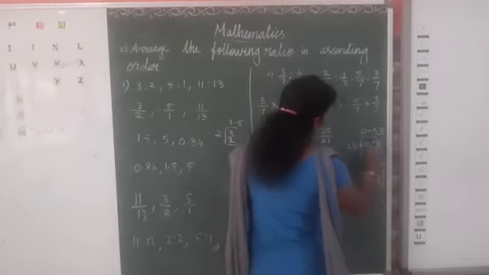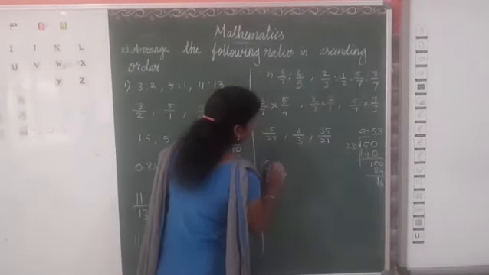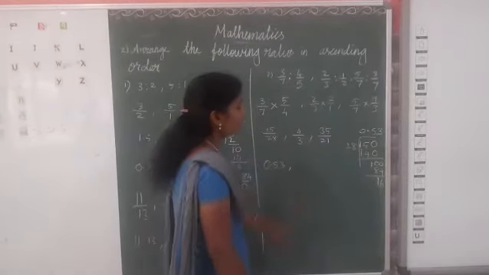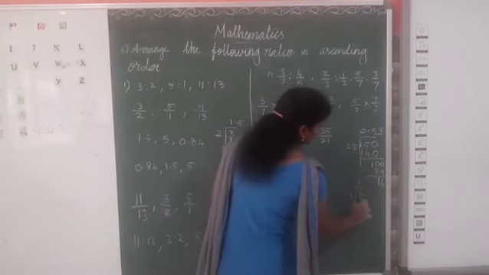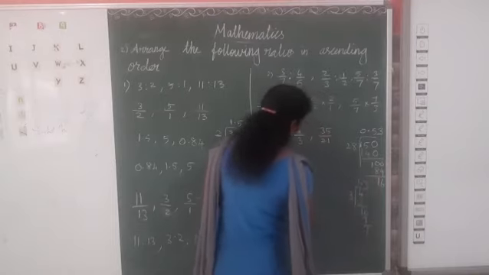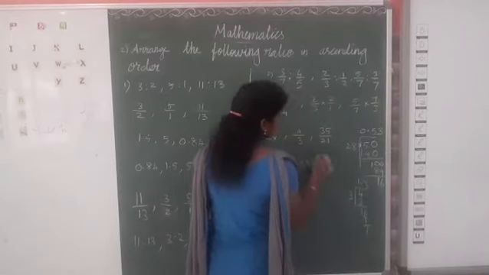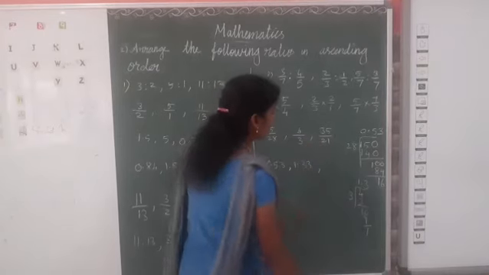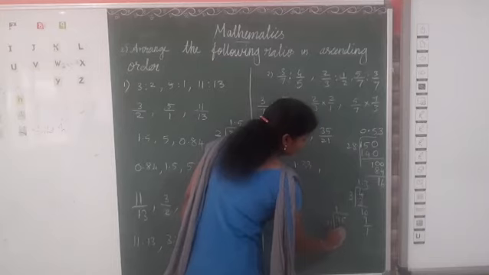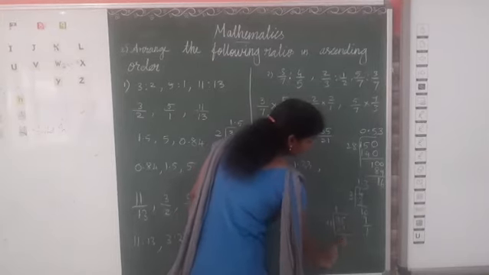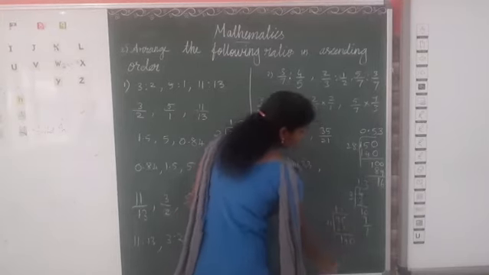Now here, 0.53. Now 4 by 3, 4 divided by 3. 1 times 3 is 3, 1 balance, 3 times 3 is 9 again. 1.33, etc. Okay. Now 35 by 21. 35 divided by 21. 1 times 21 is 21, 14 balance, 0.